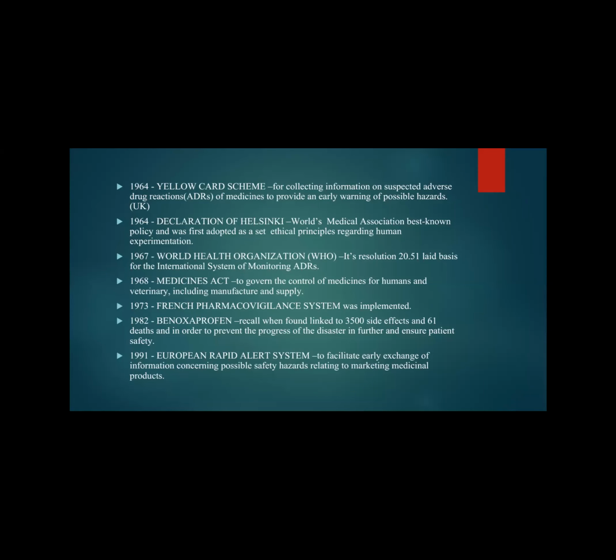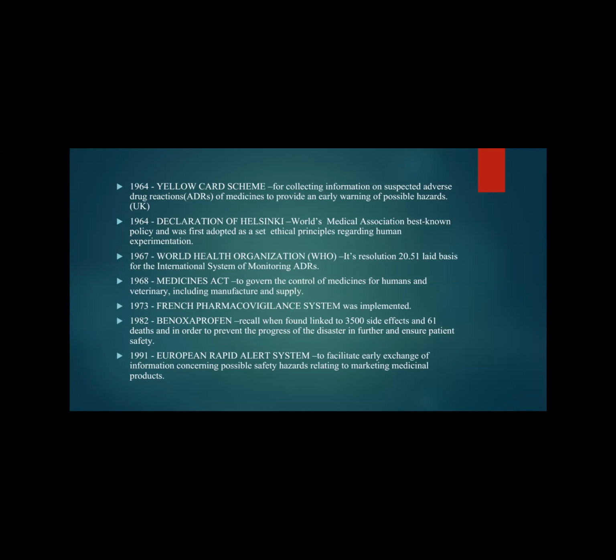Now 1964, a Yellow Card Scheme was established. What it does is collect information on suspected adverse reactions and the possible hazards they can cause, so that warnings are provided and we can avoid the possible hazards of the adverse drug.